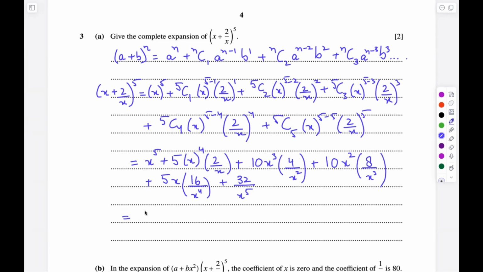Simplifying this, the final answer will be x^5 plus 5 times 2 is 10. x^1 and x^4 will cancel. So that will become 10x^3, plus 10 times 4 is 40. And x^3 and x^2 will cancel. So that will become 40x, plus 10 times 8 will be 80. And x^2 and x^3 will cancel out. So that will become 80/x. 5 times 16 is also 80. So that will become plus 80.